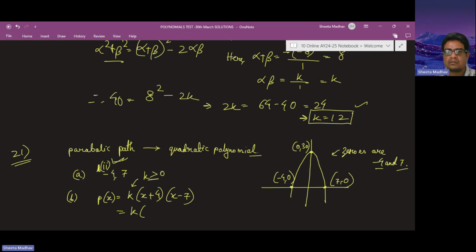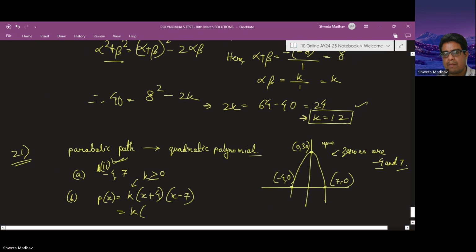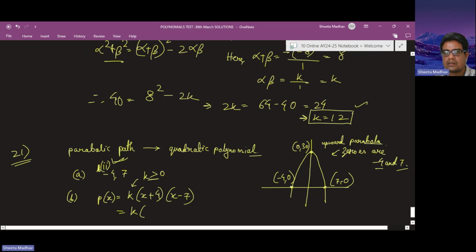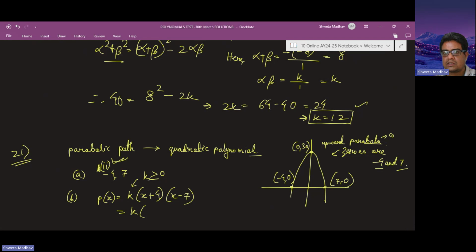Since here the graph is concave downwards, means it is an upward parabola. When it is an upward parabola, then in the equation the rule is the coefficient of x square should be greater than 0. So obviously this constant k should come greater than 0 only.